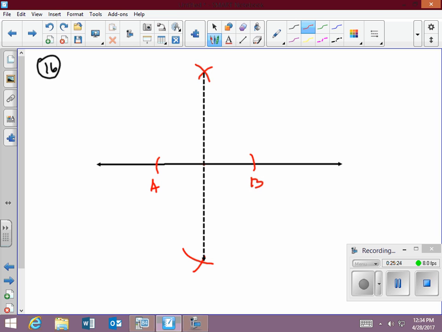Okay. So this CD, CD is the perpendicular bisector of AB, that line segment, and that's construction 6. Okay.